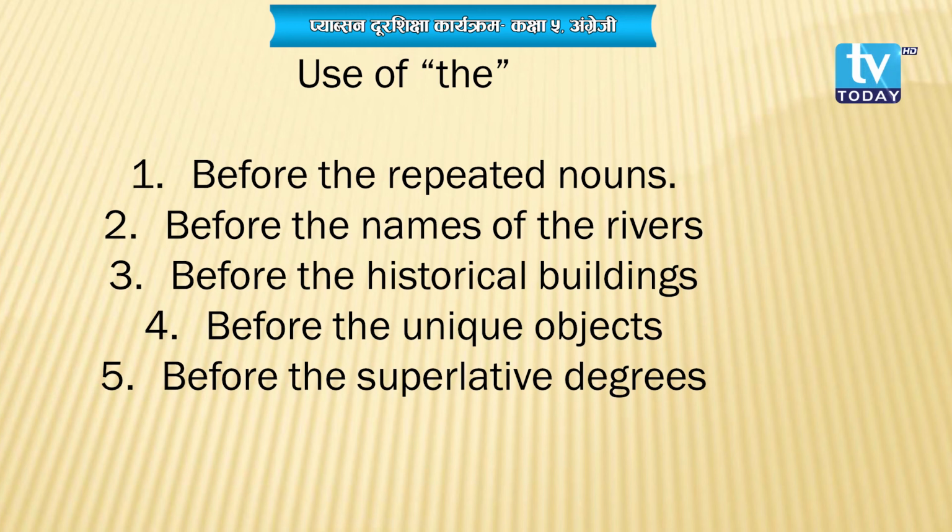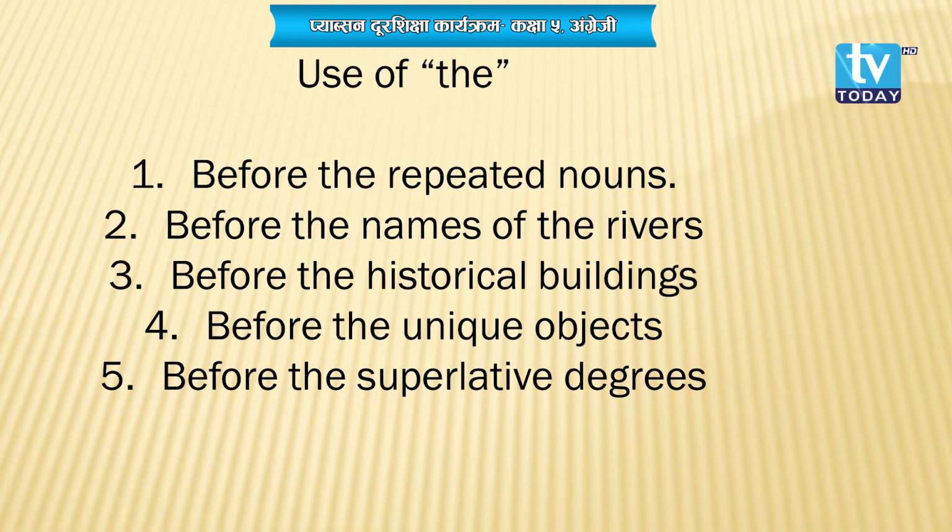Now the next one is number 4, before the unique object. Most of the time the heavenly bodies are used along with the article "the". The sun, that's unique because it's single in number in the universe. The moon, the stars, the satellite.